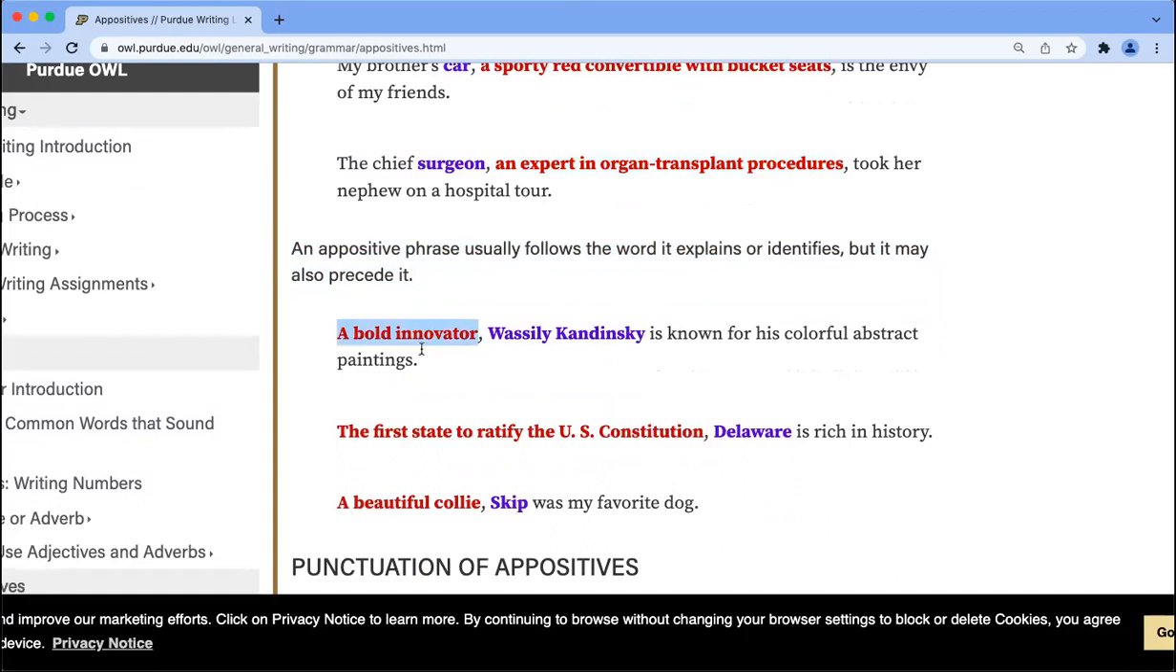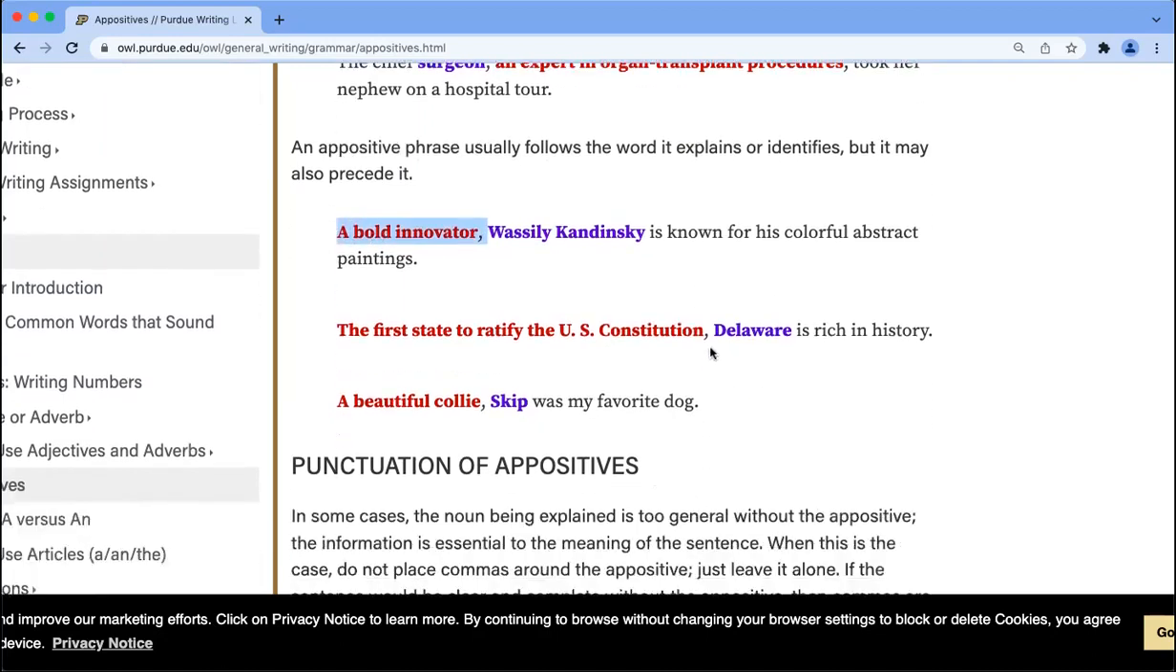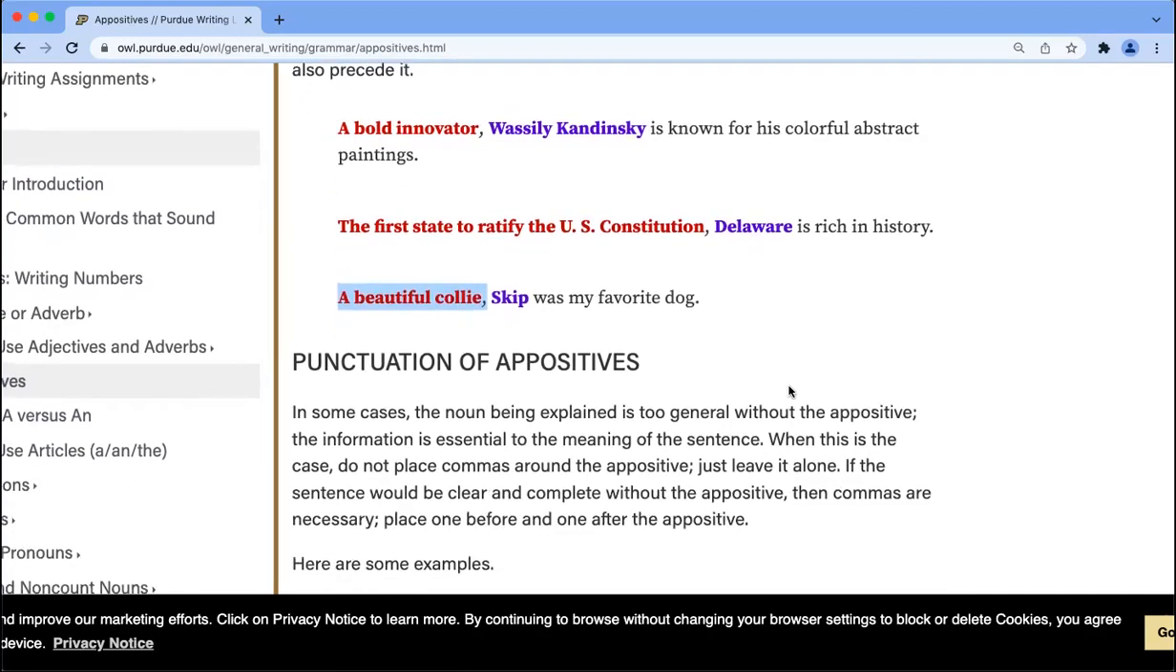Sometimes it appears before. If I say a bold innovator, and then I explain which bold innovator, Vasily Kandinsky, then this is an appositive appearing at the beginning of a sentence before the noun. In this case, I only need one comma after. I can also say the first state to ratify the US Constitution, I have a comma after, and then I say Delaware. So this is an appositive defining Delaware. If I say beautiful collie, and then I say Skip as a subject, then the beautiful collie would be an appositive. It is very important to have the correct punctuation of the appositive.